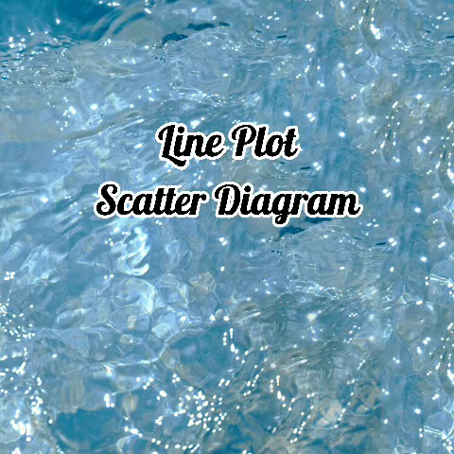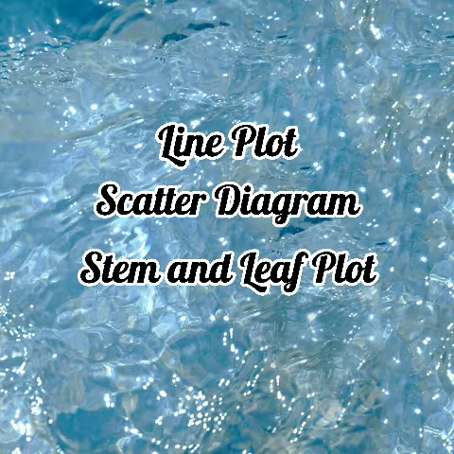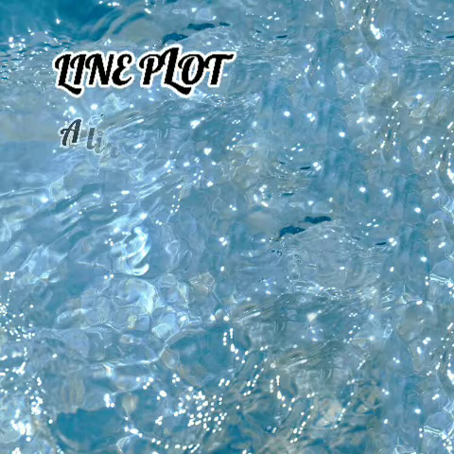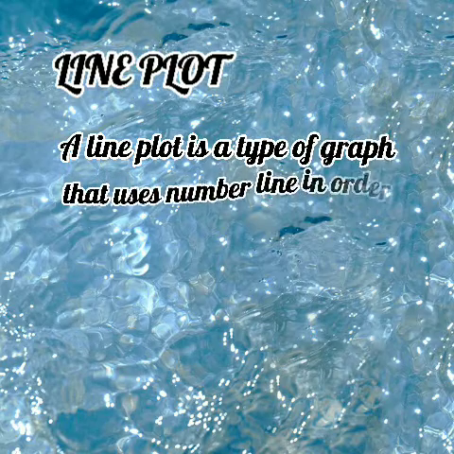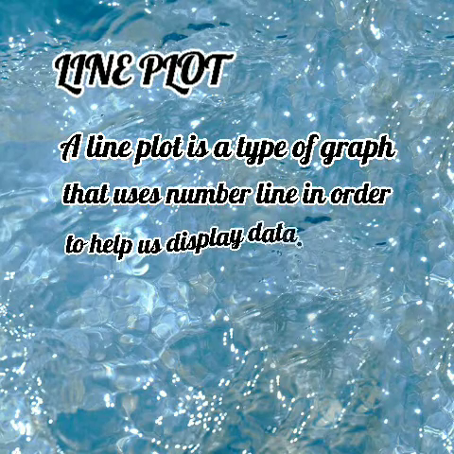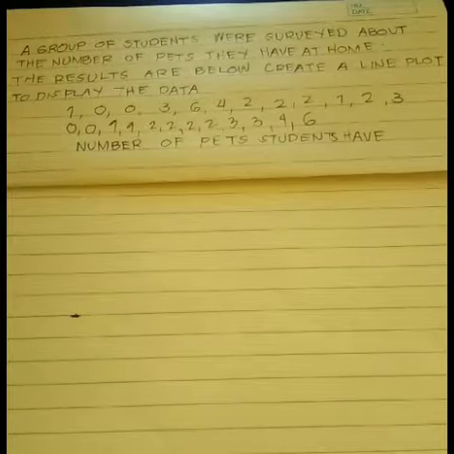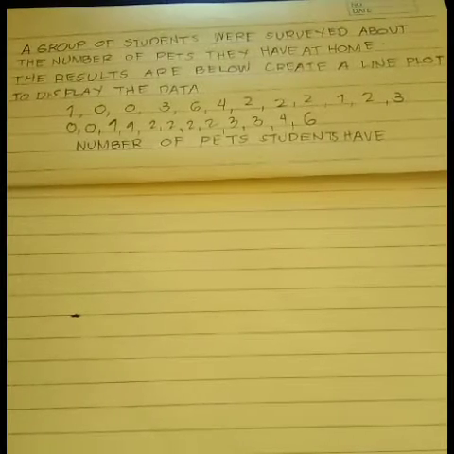In this video, I am going to discuss the line plot, scatter diagram, and the stem and leaf plot. The first one is the line plot. A line plot is a type of graph that uses number line in order to help us display data. So this is example of a line plot.